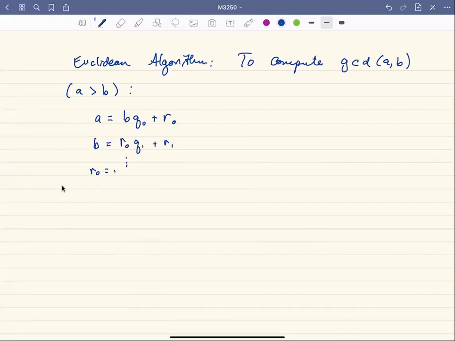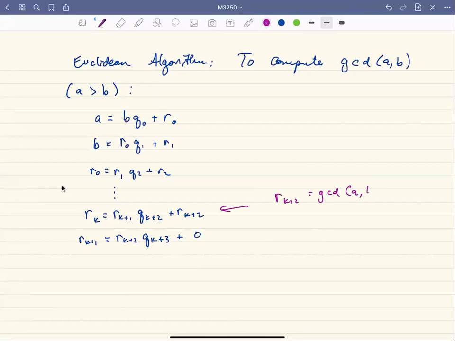You're going to do it again. R naught is R1 times Q2 plus R2. And what you're going to do is eventually get to a point where you have RK equals RK plus 1 times QK plus 2, plus RK plus 2. And then at the next step, you're going to have RK plus 1 equals RK plus 2 times Q plus 0. And it turns out that this last non-zero remainder is the GCD of A and B.